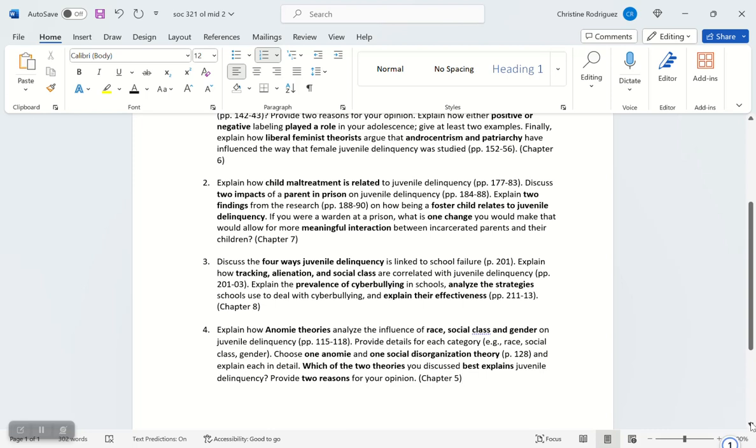Discuss the 4 ways juvenile delinquency is linked to school failure. Again, we're not saying that there's causation, but how it's linked. There's a relationship. Explain how tracking, alienation, and social class are correlated with juvenile delinquency. Remember to discuss each one of those separately. Don't just lump them together into a single sentence.